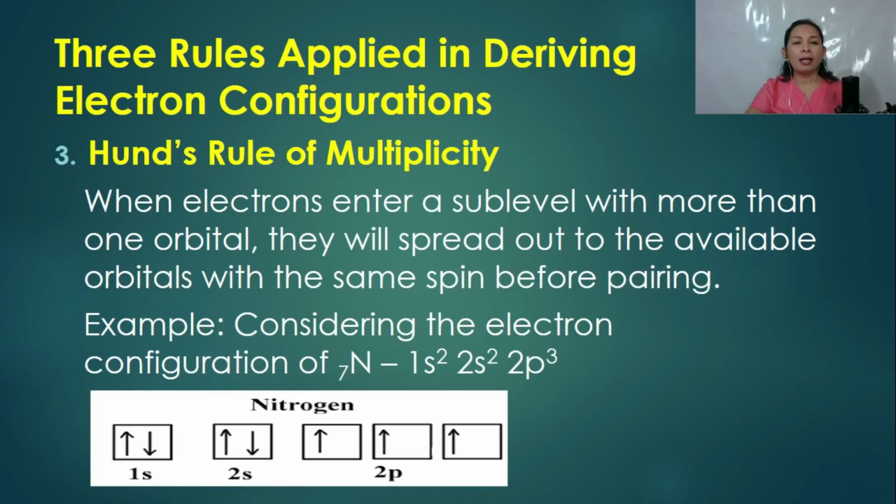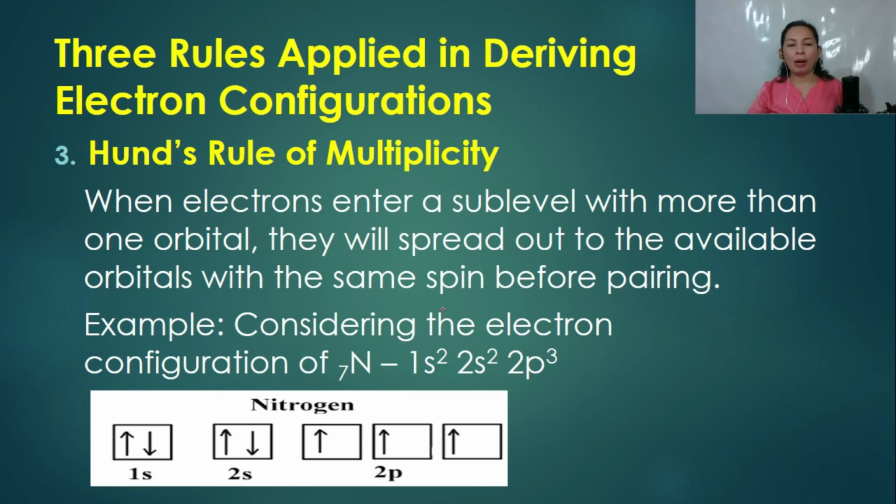Okay? Then, let us have the third rule, which is Hund's rule of multiplicity, which states that when electrons enter a sublevel with more than one orbital, they will spread out to the available orbitals with the same spin before pairing.